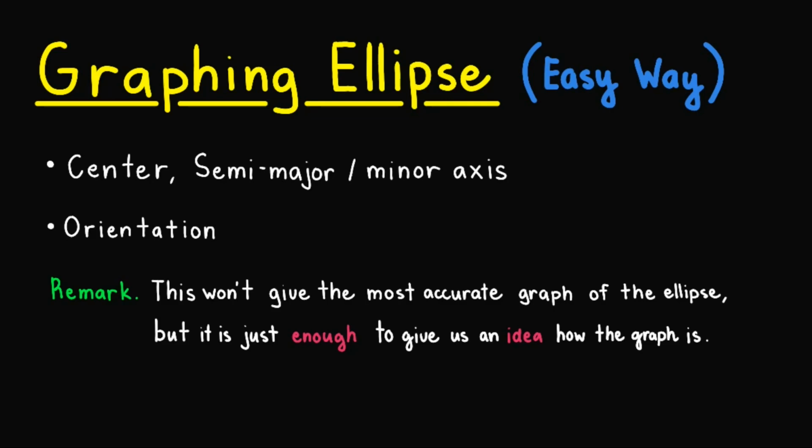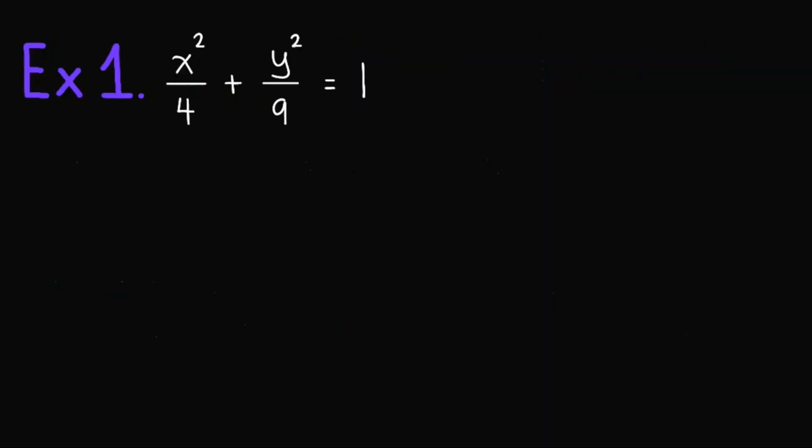So without further ado, let's have this example. In here, we're given x squared over 4 plus y squared over 9 equals 1. Again, our goal is to graph this one. Before we start, you may pause the video for a while so that you can try this first on your own, based on the idea that I presented earlier on the parts and the orientation. So good, let us start.